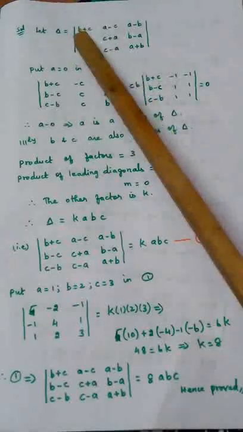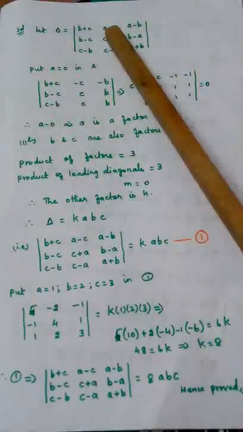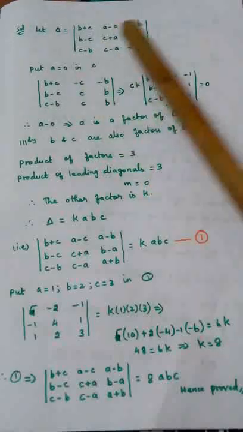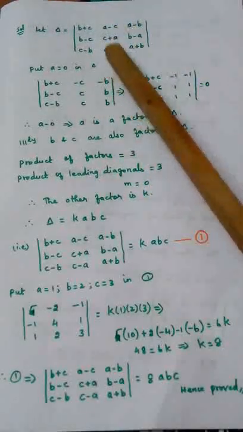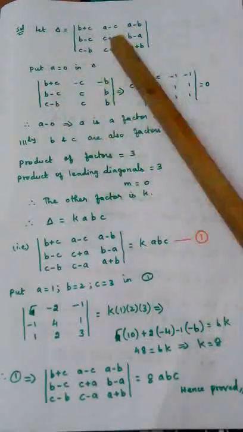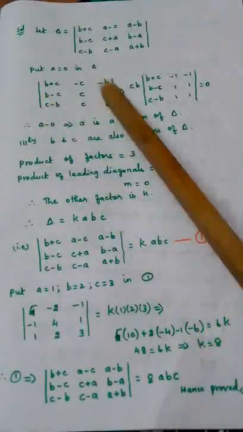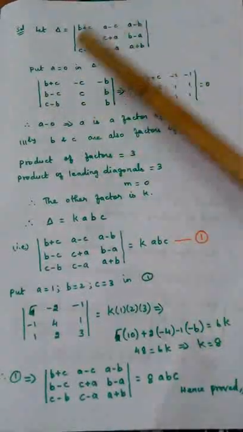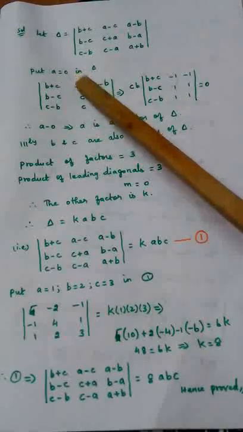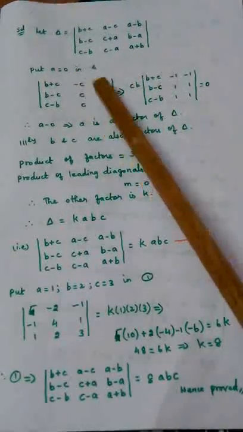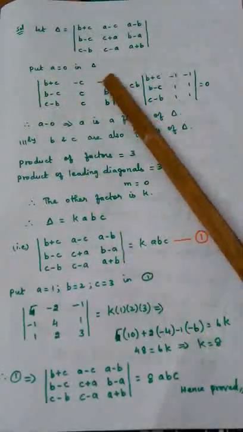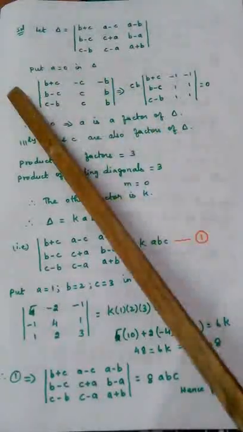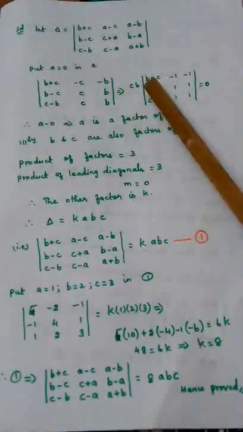What happens? B plus c. If I put a 0, it becomes minus c. A 0 means minus b. So wherever a is there, put 0 there and write this. So this comes. Now from the second column, take c as common from second column. From the third column, take b as common. So b into c comes outside.